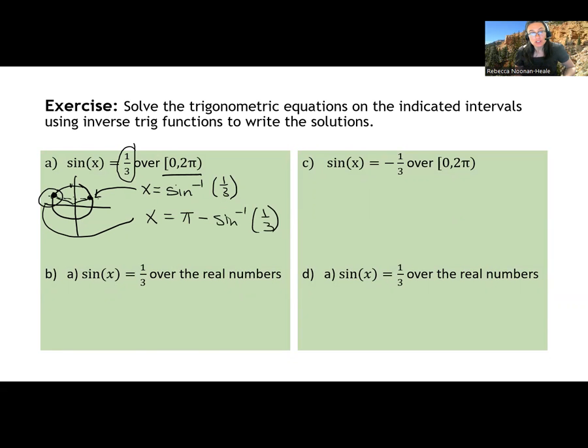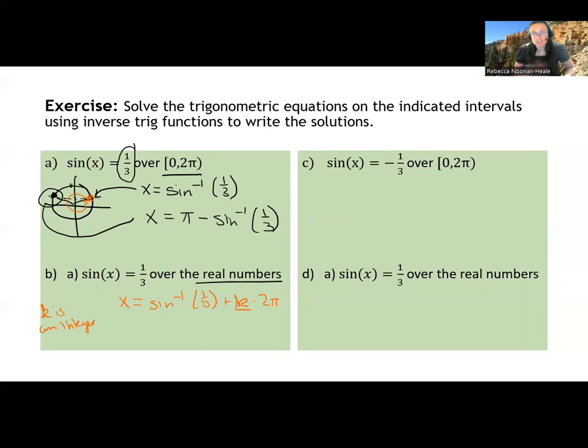Okay. If I want to describe them over the real numbers, well, they're not equally spaced. So I'm going to start here, and then I would go all the way around to hit it again. So the easiest thing to do is to describe it as sine inverse of 1/3. That's my first angle. And then I'm going to write k times 2 pi. So the 2 pi stands for going around the circle, and then the number k stands for the number of times I go around the circle. We also could just say that k is an integer.